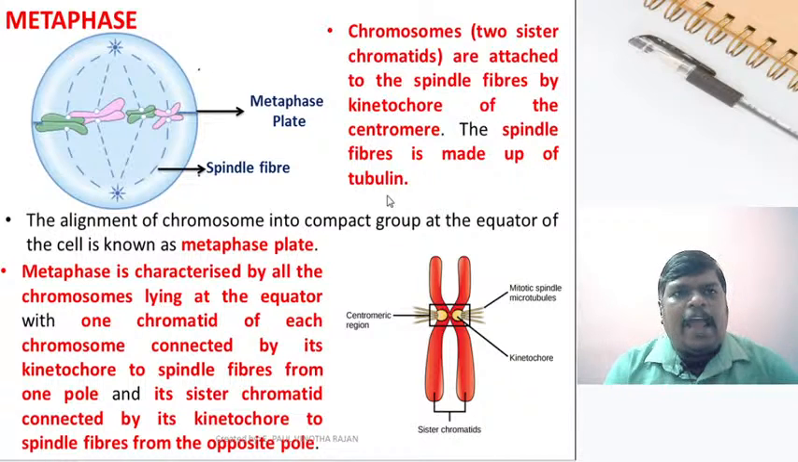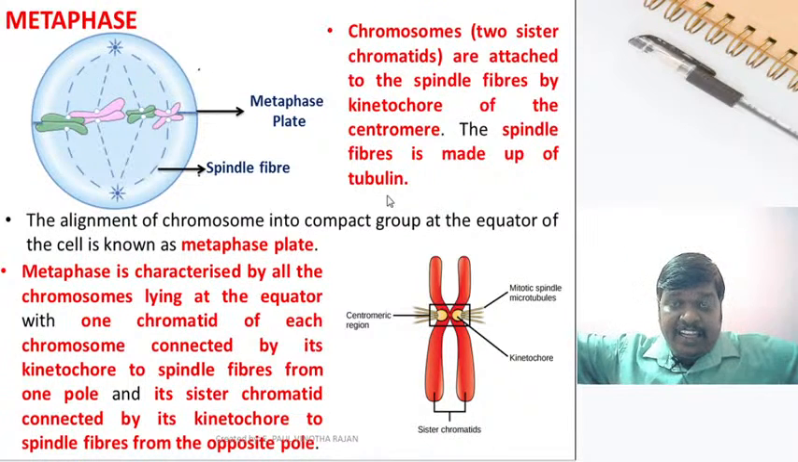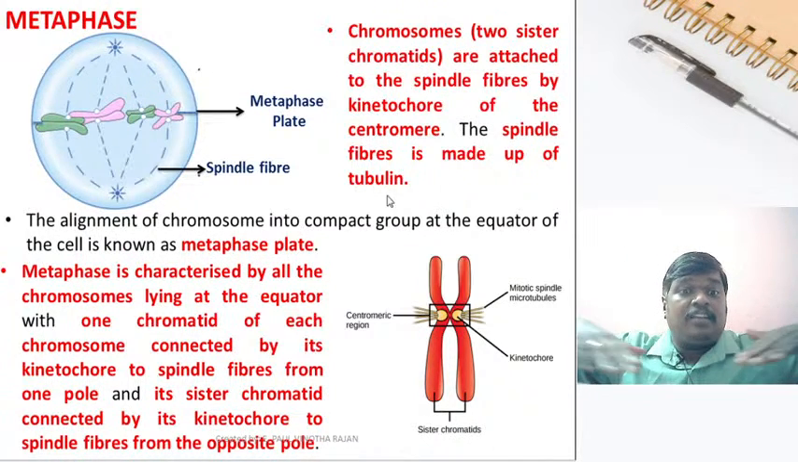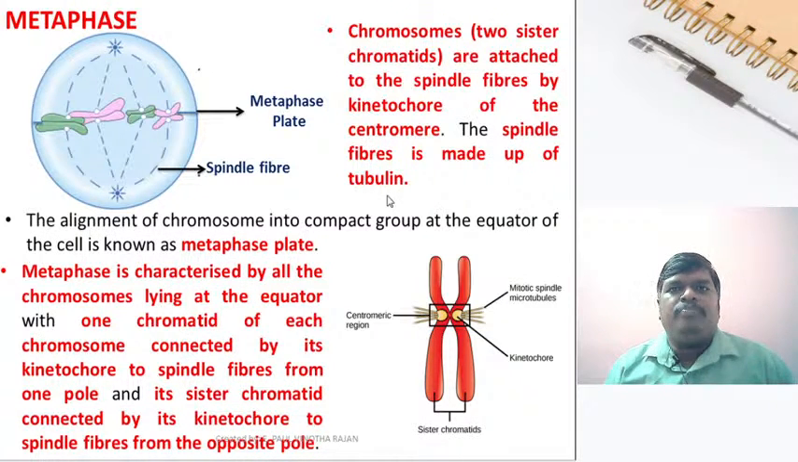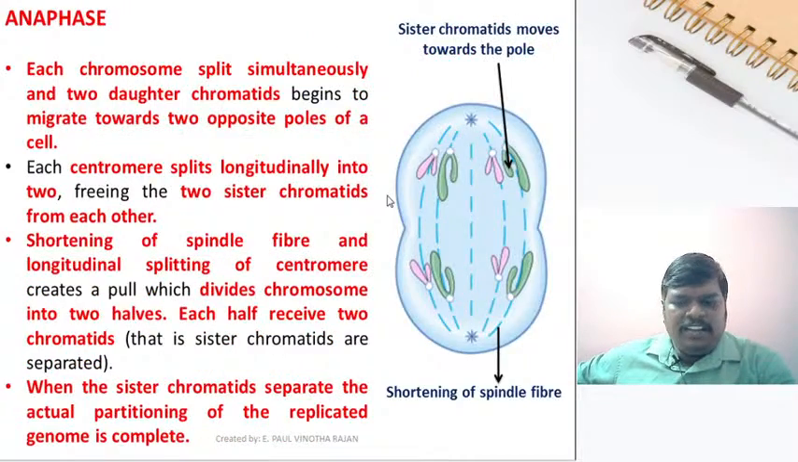Now, this is what is happening in the metaphase stage. The chromosomes are arranged exactly at the equator, in the metaphase plate or the center, with the help of the spindle fibers which are formed from the centrioles. Next is anaphase.